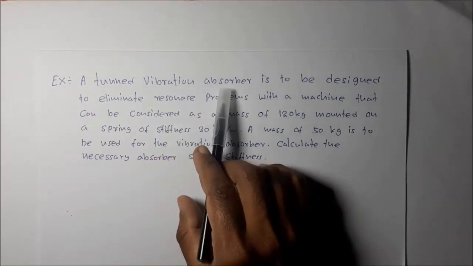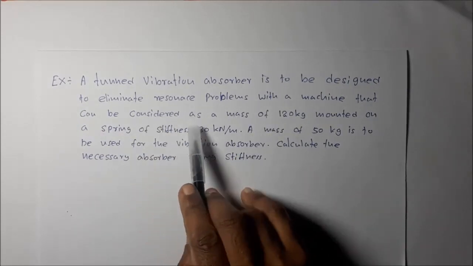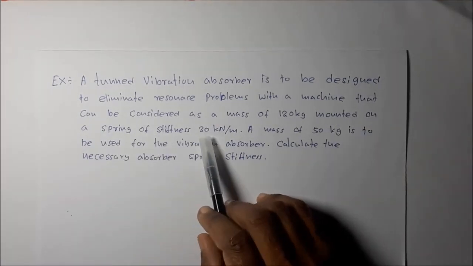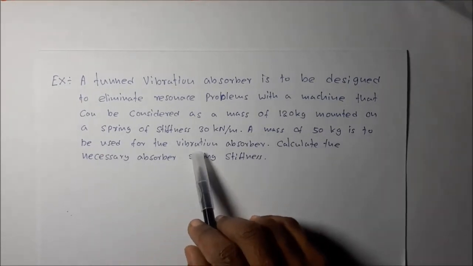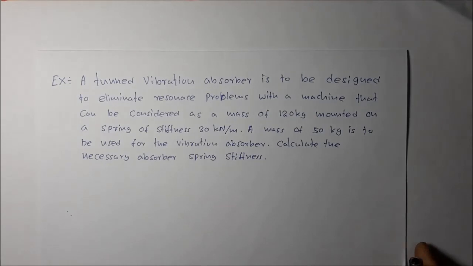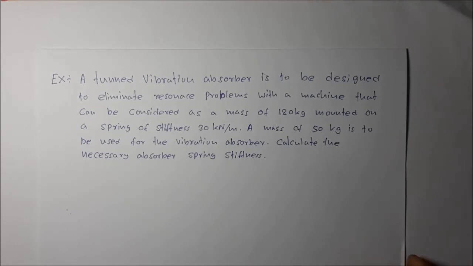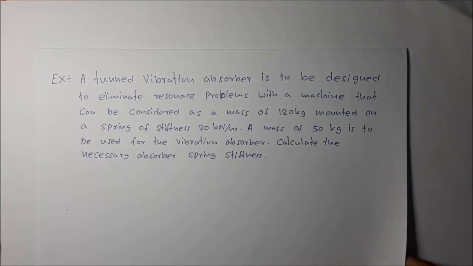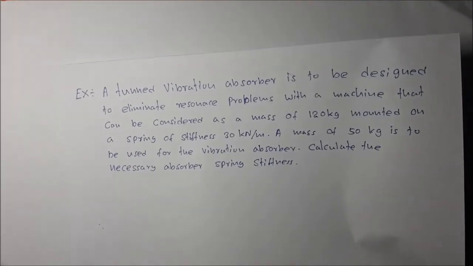A tuned vibration absorber is to be designed to eliminate the resonance problem with a machine that can be considered as a mass of 120 kg, mounted on a spring of stiffness 30 kN per meter. A mass of 50 kg is to be used for the vibration absorber. Calculate the necessary absorber spring stiffness. This is an undamped problem. The system damping properties are not given. That means it's an undamped problem, and the absorber is also an undamped absorber. So let's see how to design this absorber to minimize the amplitude of the vibration.